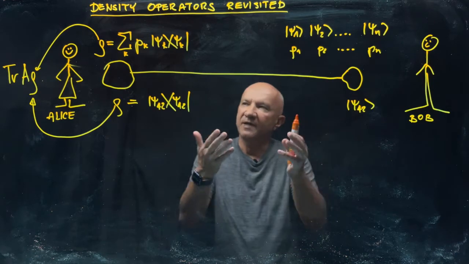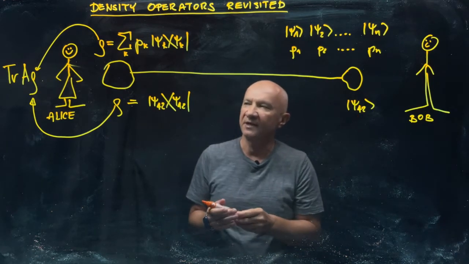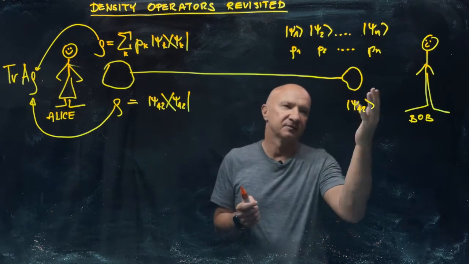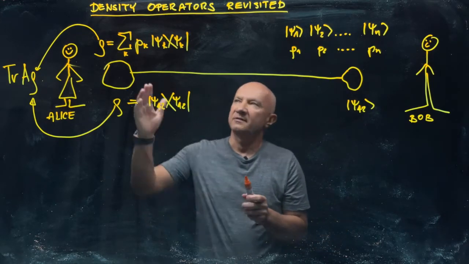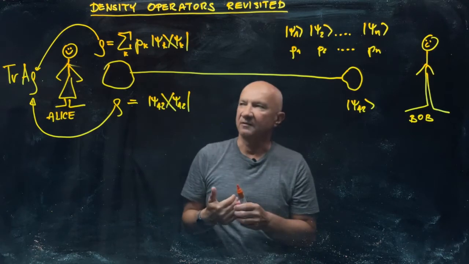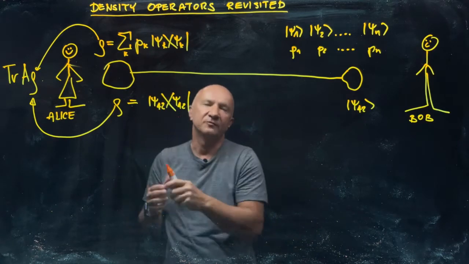Or he can also be vague. He can give her a different kind of information, say, "Well, you know, it was psi 42, or maybe it was psi 41, I'm not so sure." So then she has to adjust this density operator. So that's how it works.